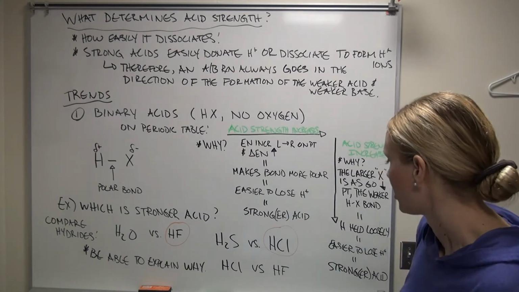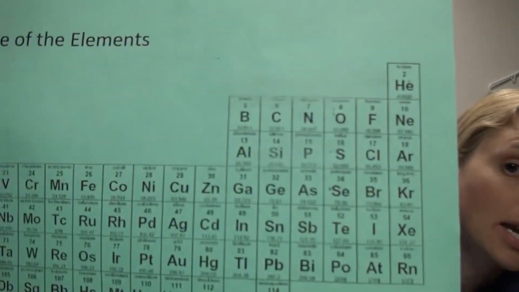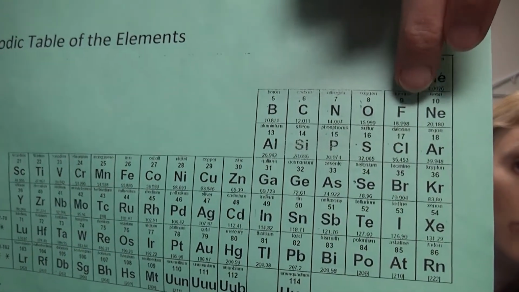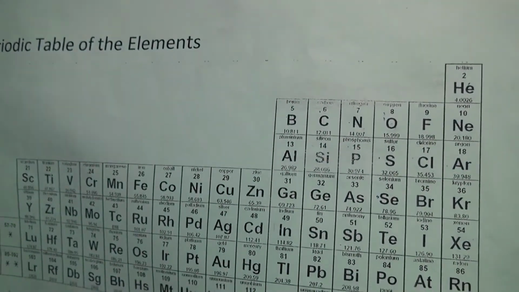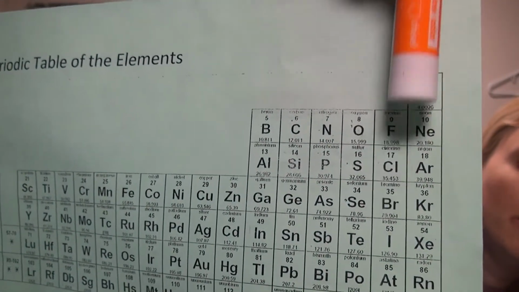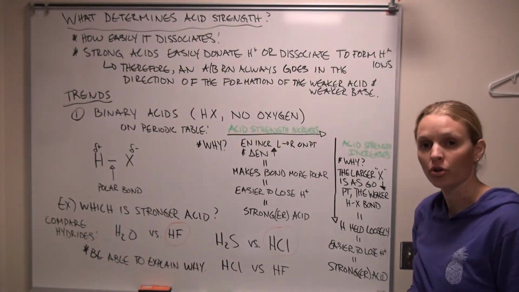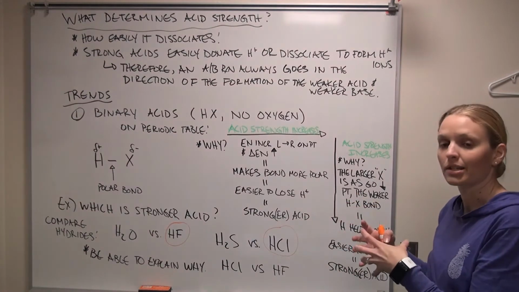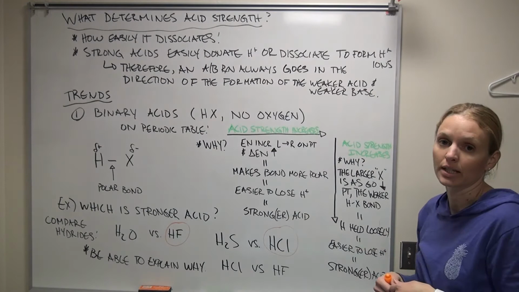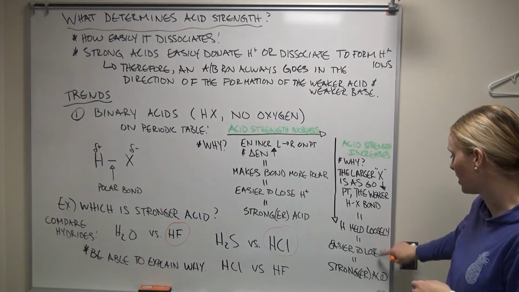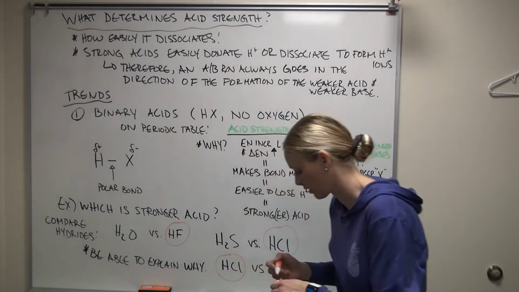Again, we would look at the position of them on the periodic table. Here's fluorine and here's chlorine. Fluorine is higher, chlorine is lower. As we go down the periodic table, chlorine is going to be larger. So the electron density from that hydrogen is held more loosely, and it could be more easily taken, which makes it a stronger acid. So HCl is stronger than HF.